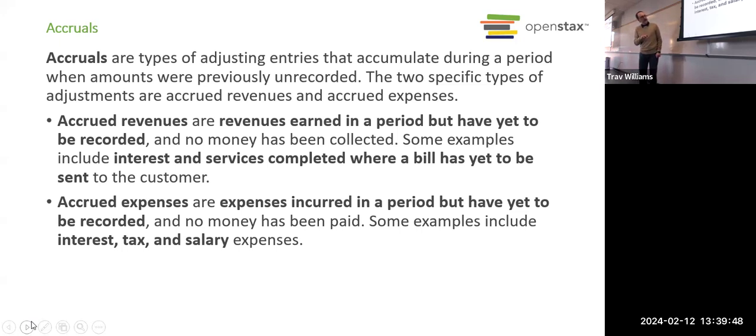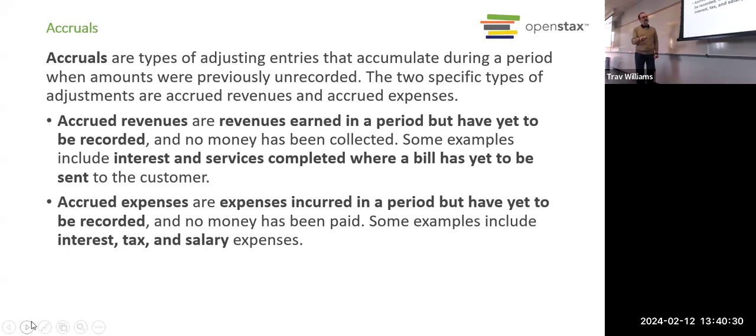Then we have accrued expenses. We have interest expenses, taxes, and salaries. These are things where you don't pay them every day. For example, a lot of companies pay their employees every 2 weeks, right? So during that 2-week period that the workers are working and not getting paid, we're keeping track of how many hours they worked, right? So we're accruing that expense. The expense is actually happening, but we're only going to pay for it after the pay period ends, right? So the dollars will change hands later.